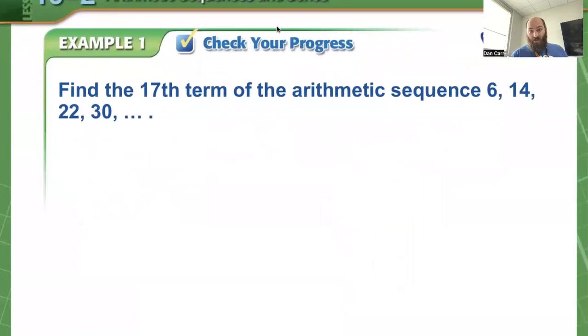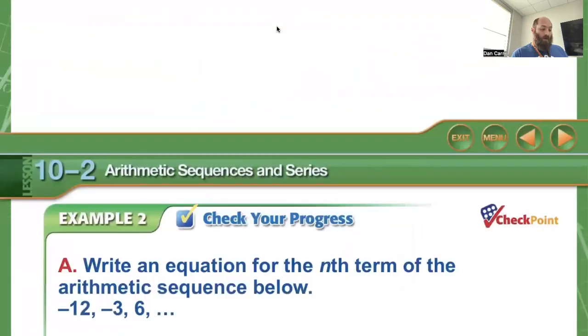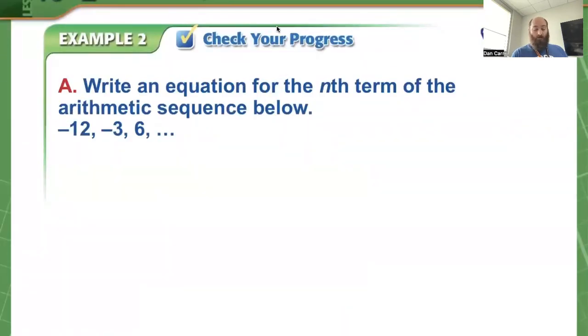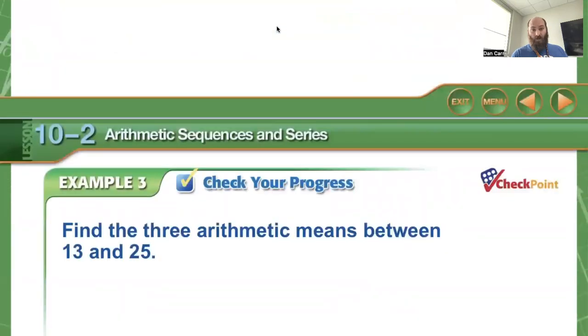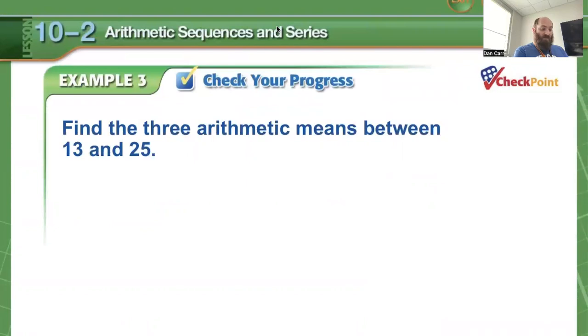So feel free, if you want, to pause it and try this problem out. Pause it, try this one. Pause it for this one. And then last one here. This is a similar scenario. If I say 3 arithmetic means, I mean 13, blank, blank, blank, 25.